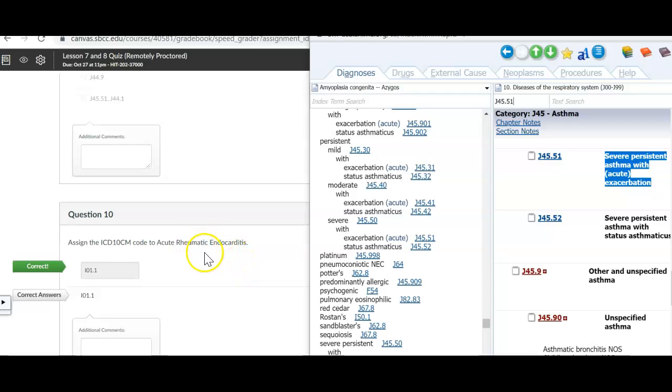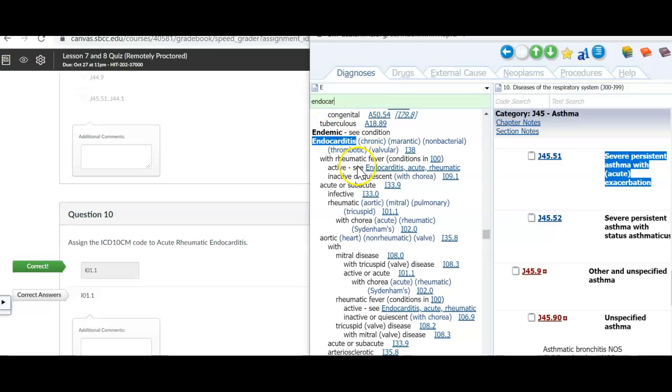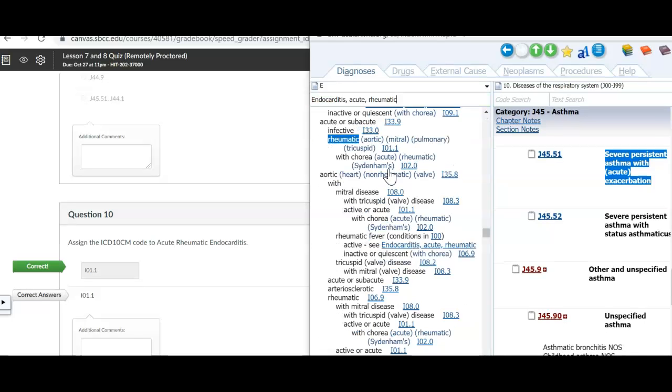So this one here, acute rheumatic endocarditis, pretty much you go to endocarditis and go to rheumatic, and we need acute. That takes us right to here, I01.1.